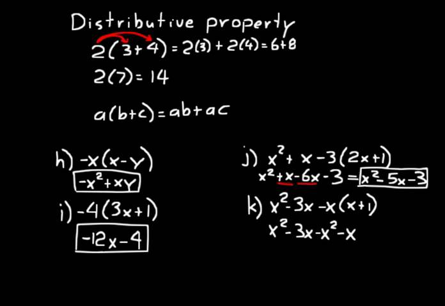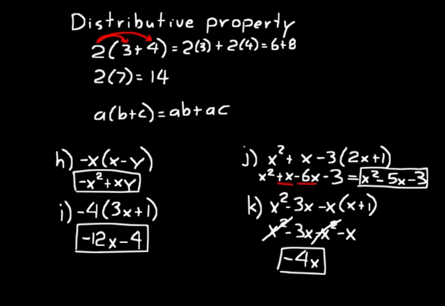Here we have two like terms. We have x squareds and we have x's. X squared and a minus x squared would just be 0. So we can just cancel the x squareds out, and then we're left with minus 3x and a minus x, or minus 1x, which would give us minus 4x. And that's our simplified form for that problem.